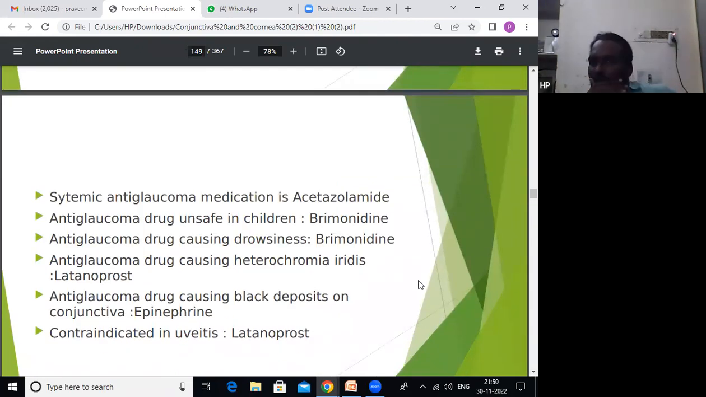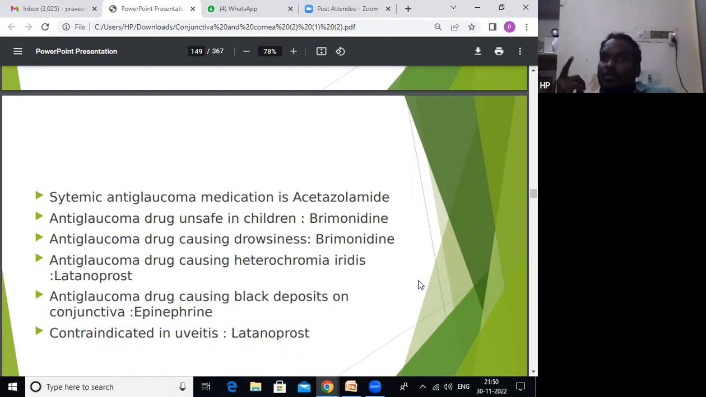This slide is very, very important. Systemic anti-glaucoma medication: there are only two. One is acetazolamide, which is given orally, and the other is mannitol, which is given intravenously. These are all direct questions. Anti-glaucoma drug which is unsafe in children is brimonidine. Anti-glaucoma drug causing drowsiness is brimonidine.